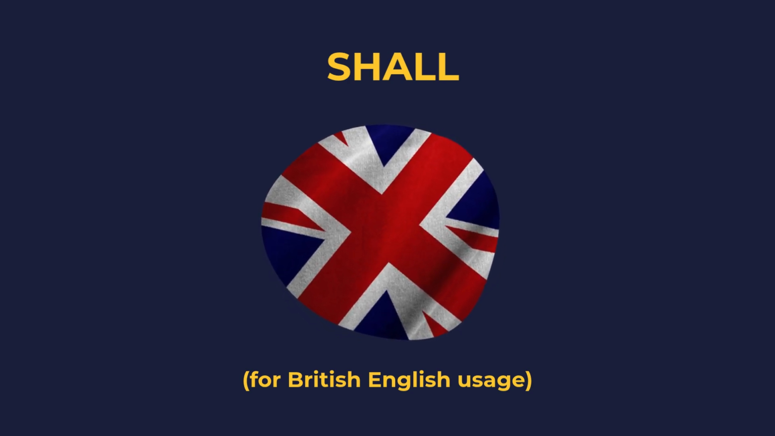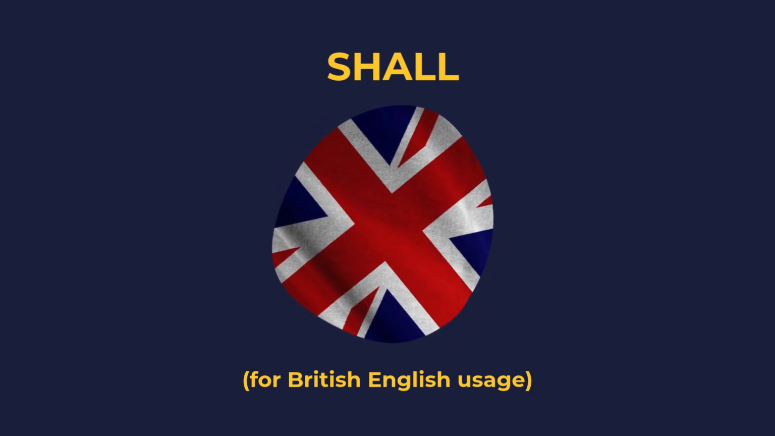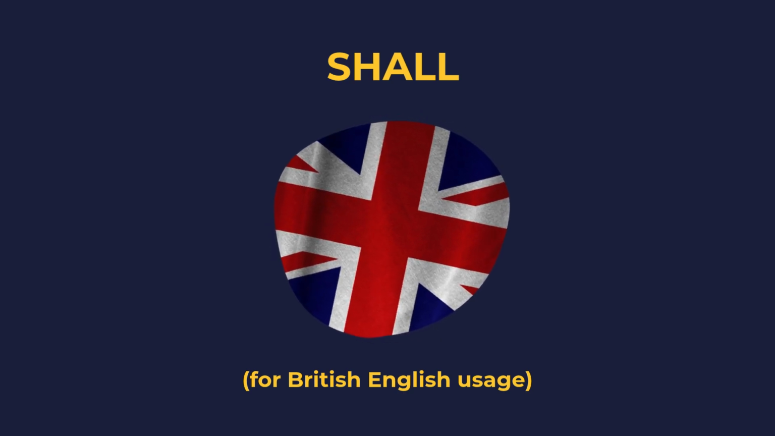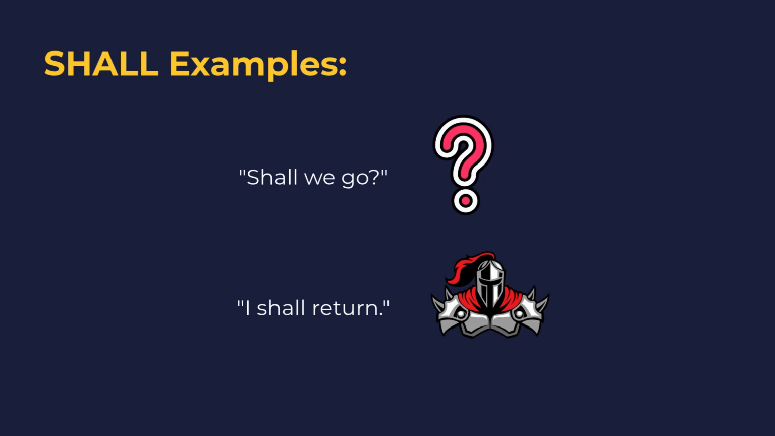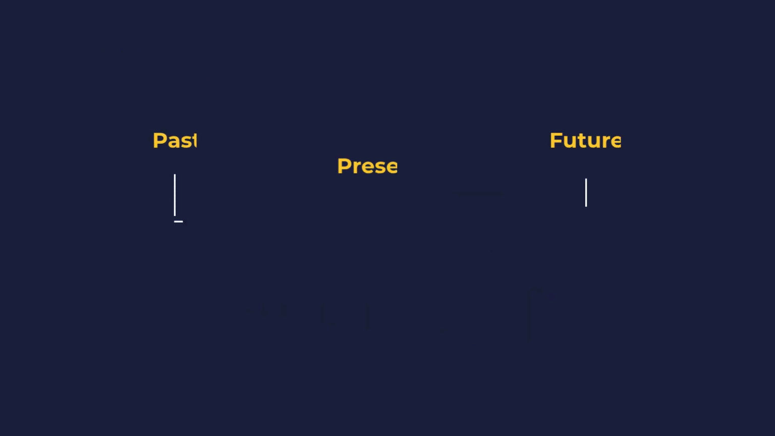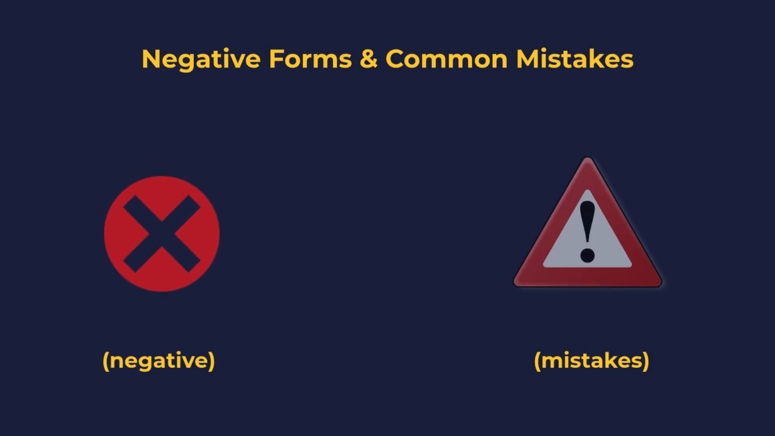Finally, we have shall. This word is not used much now, especially in America, but in British English, shall is still used for polite questions or ideas like, shall we go? It also sounds a bit old or formal, like in books, when someone says, I shall return. Think of will and shall pointing forward to the future, and would helping us talk about things we imagine or past habits. Now, let's understand the negative forms and avoid some easy mistakes.